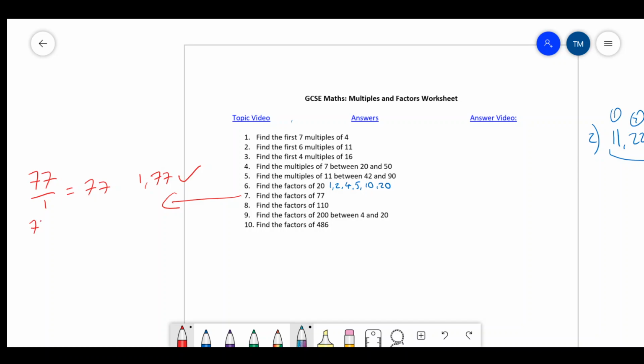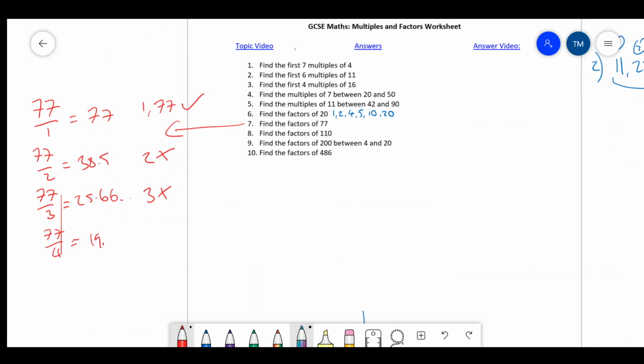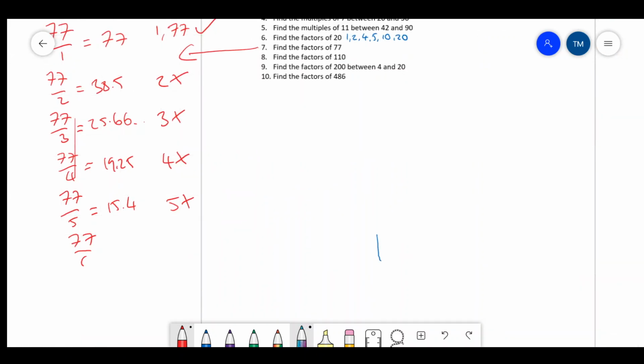If we do 77 divided by 2, that's 38.5, so 2 is not a factor. 77 divided by 3 is equal to 25.6 recurring, so 3 is not a factor. 77 divided by 4 is equal to 19.25, so 4 is not a factor. 77 divided by 5 is 15.4, so 5 is not a factor. 77 divided by 6 is equal to 12.833 recurring, so 6 is not an answer.